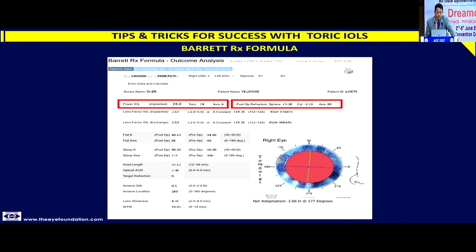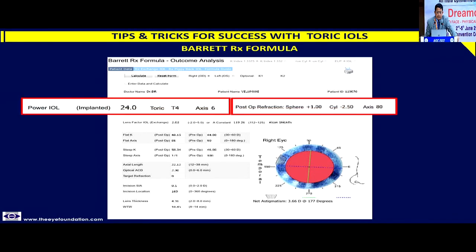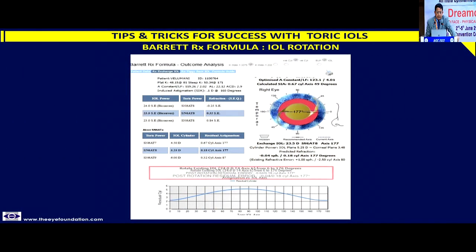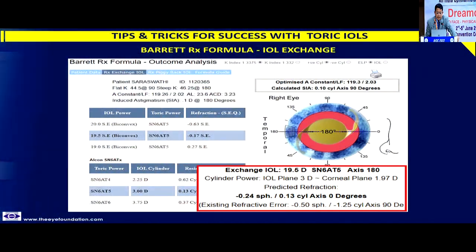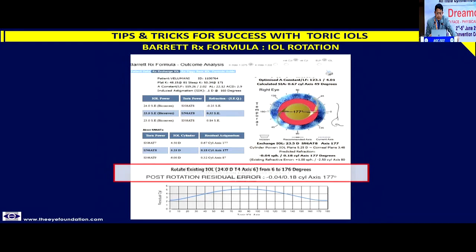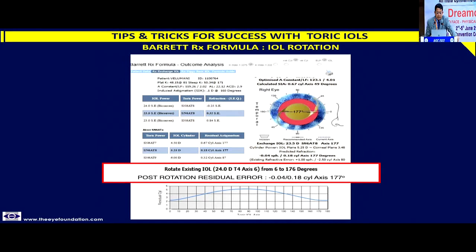This is the kind of actual scenario that we came across, a +24 T4 lens being implanted. We had a +1 with a -2.5 diopter of cylinder. So obviously the spherical equivalent is almost compensated. So rotation is going to help. And this is what we found, that rotating the lens from its present axis to about 177 degrees would help, and that's exactly what we did.